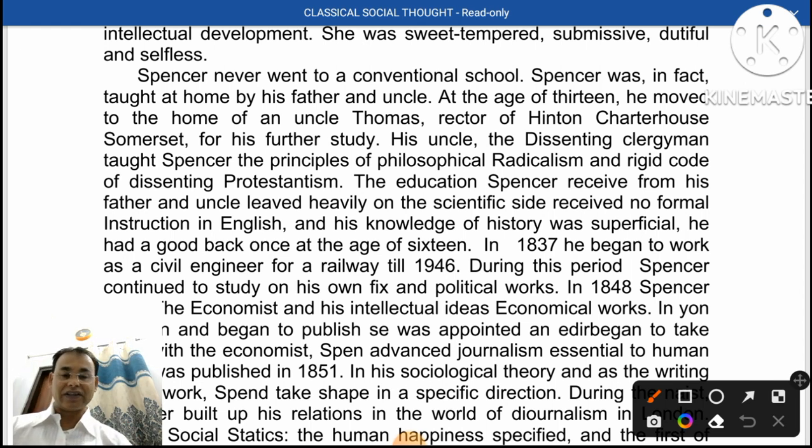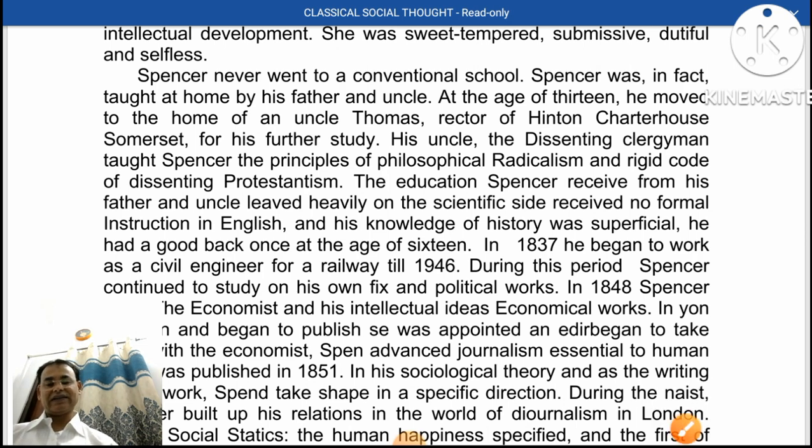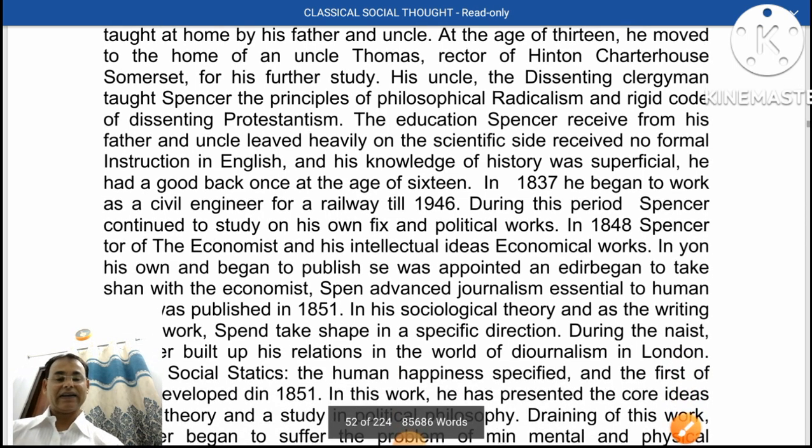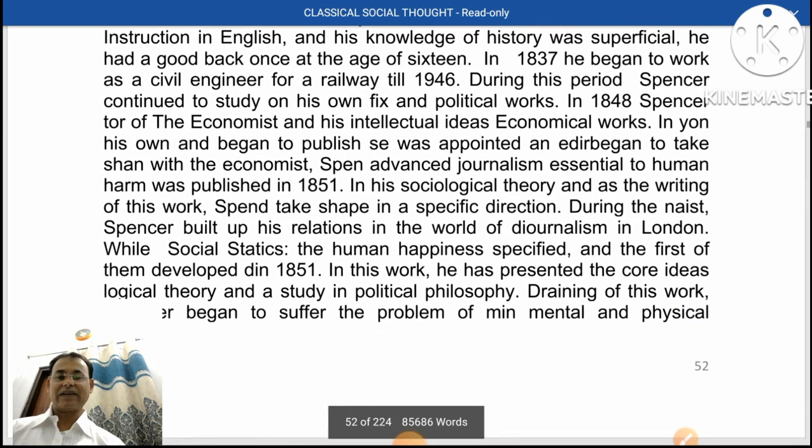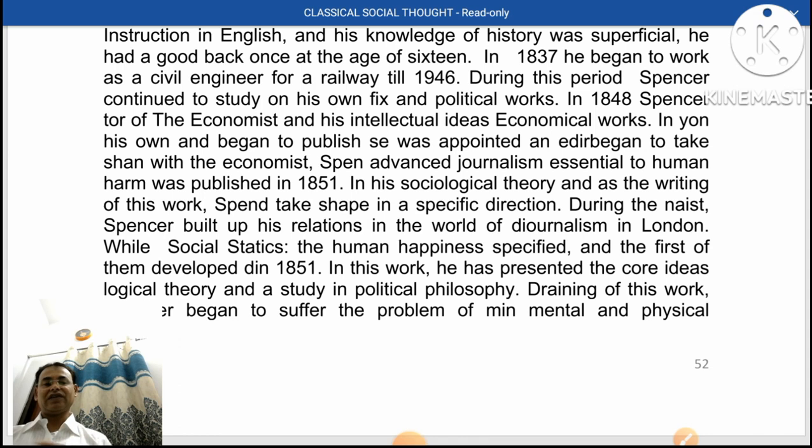The education Spencer received from his father and uncle leaned heavily on the scientific side; he received no formal instruction in English, and his knowledge of history was superficial. At the age of 16 he had a good background. In 1837, he began to work as a civil engineer for the railway till 1846. During this period, Spencer continued to study on his own fiction and political works.